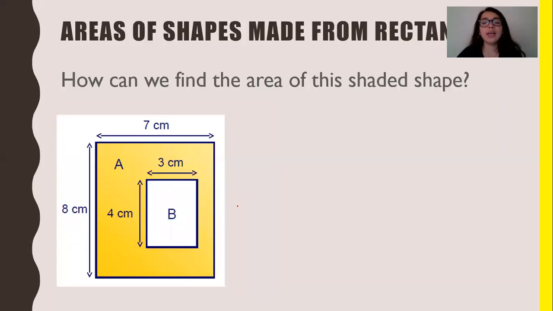When finding the area of a shape like this, they only want the shaded shape, so only everything in orange. But first we find the area of the main shape. So this is my length, that's my width. Area is equal to length times width. That's equal to 7 times 8. 7 times 8 is equal to 56. That's 56 centimeters squared.